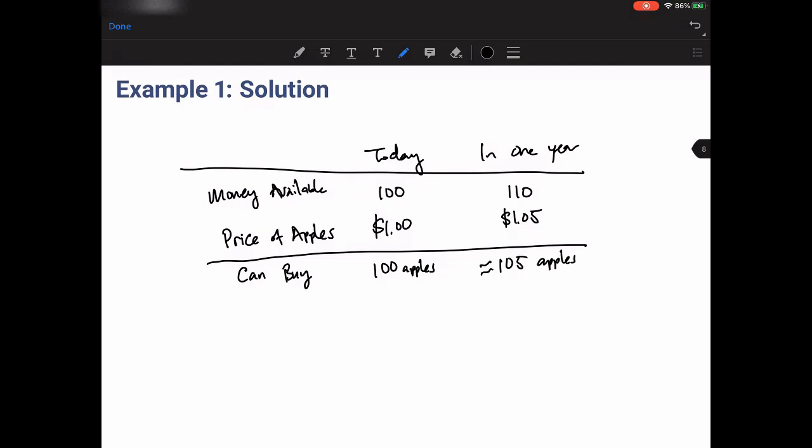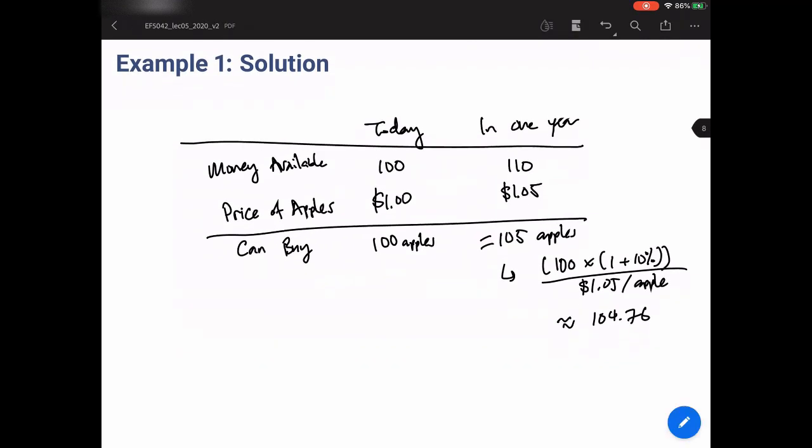There's a rounding because we're actually taking $100 times 1 plus 10% divided by $1.05 per apple, right? And this should give you a number around 104.76, which is roughly 105 apples.